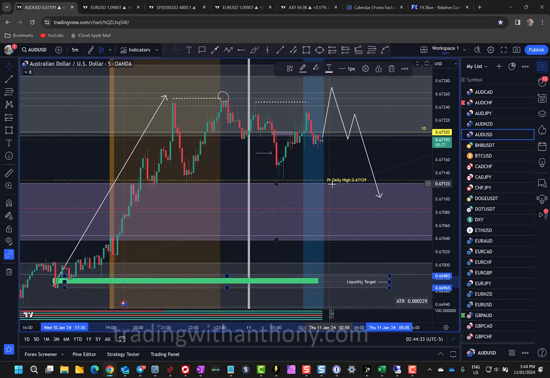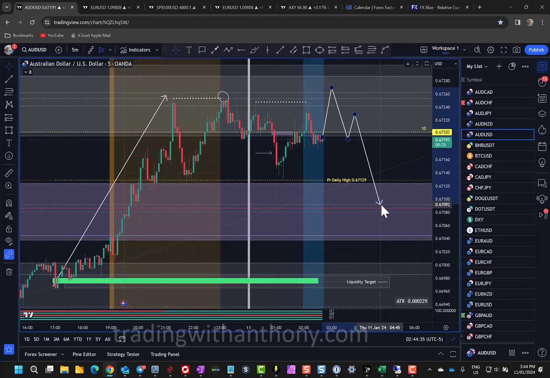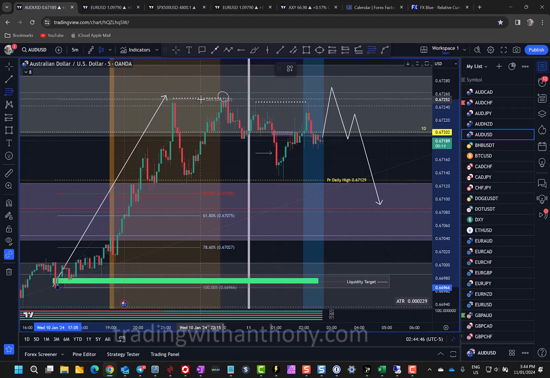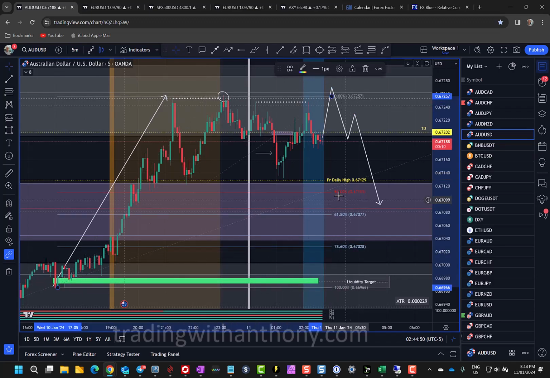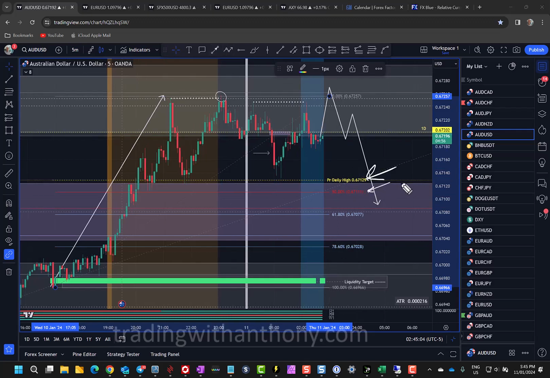You want to take partial profits off at least around this midpoint here, the equilibrium. If we pull a Fibonacci from this low to high, our 50% level coincides with the previous daily high. So we've got previous daily high right there, and we've got the equilibrium of this swing here. So this would be a good TP1 level if you want to take partials.